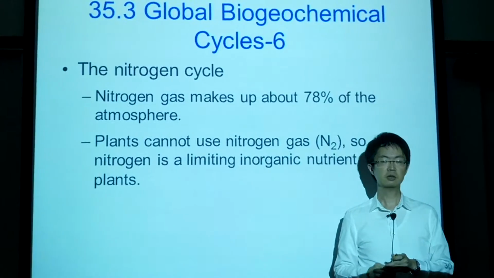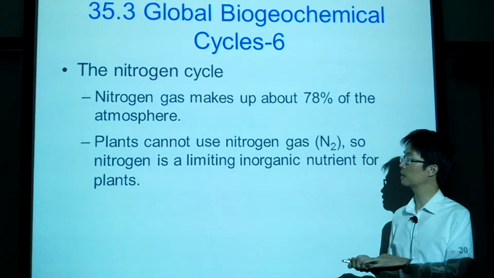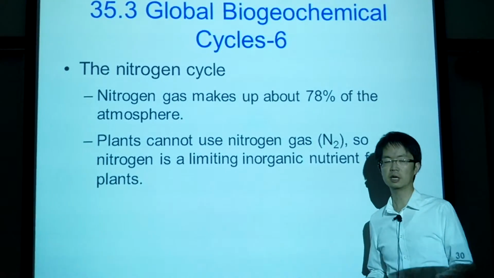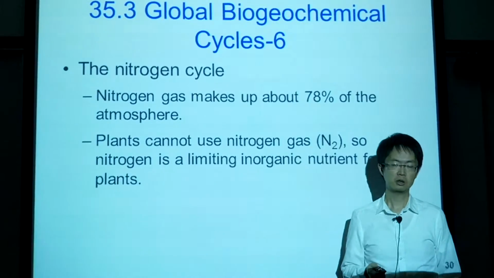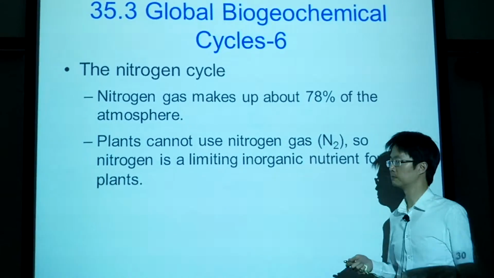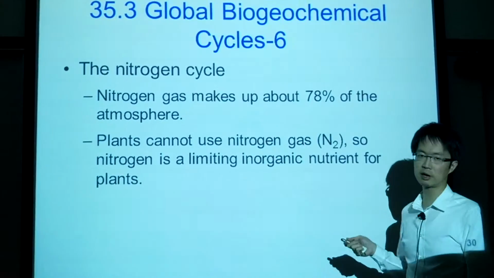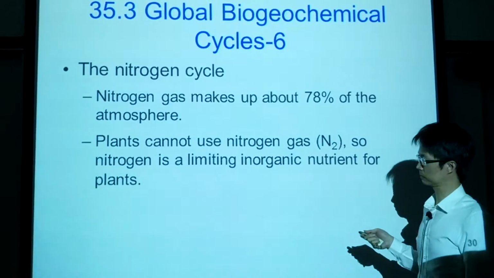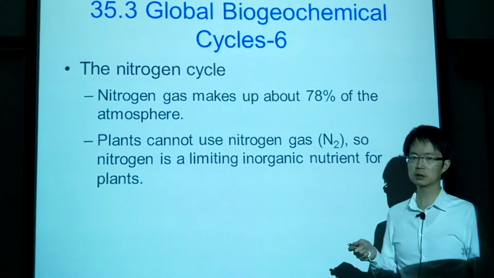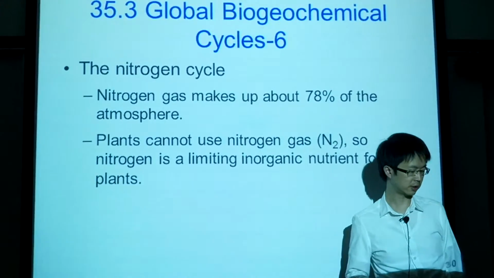Okay, the next cycle we talk about is the nitrogen cycle. Nitrogen makes up approximately 78% of the atmosphere. So in other words, you can find nitrogen in the air. Most of the nitrogen is actually in the air. And plants cannot use nitrogen gas directly as a nutrient. So how does a plant acquire nitrogen as a nutrient then?